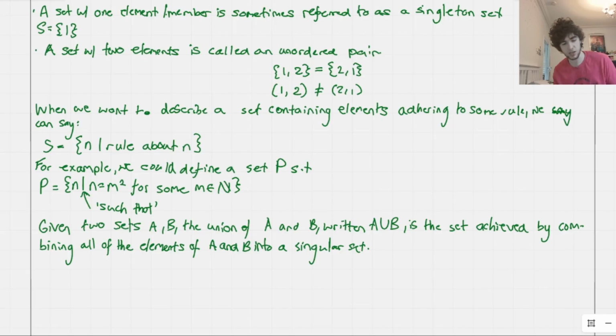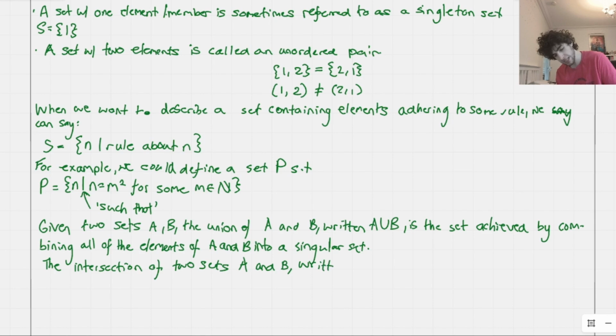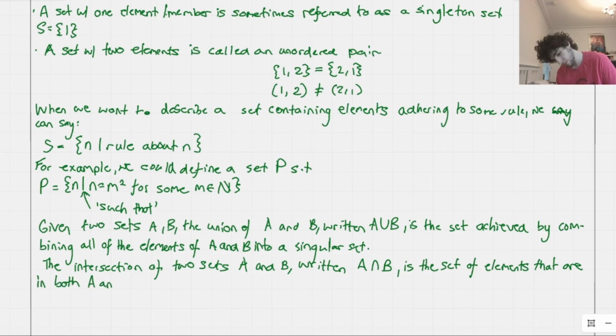Okay, and we also have something called the intersection. The intersection of two sets, A and B, which is written A and then the upside down U, and then B, is the set of elements that are in both A and B. Okay, so that's effectively how my intersection is working.